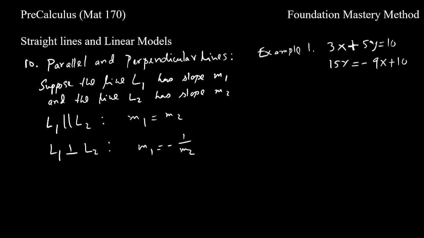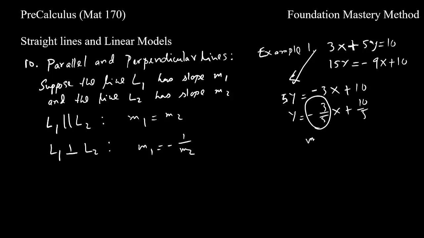We take examples. In the first example we have 3x plus 5y equals 10, and the second one is given as 15y equals negative 9x plus 10. We need to see whether they are parallel, perpendicular, or neither. From the first equation you can see the slope. You have 5y equals negative 3x plus 10, so y equals negative 3 over 5 x plus 10 over 5. So our concern is here: this is my slope, call it m1.